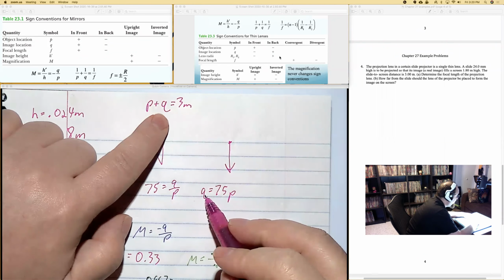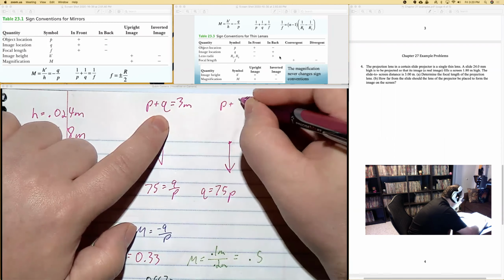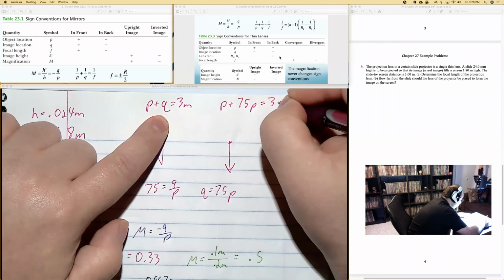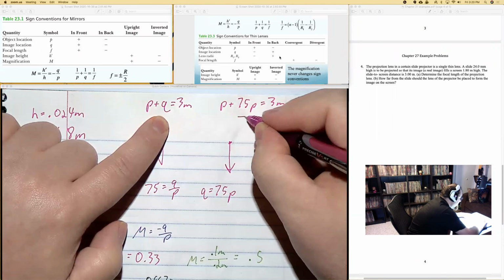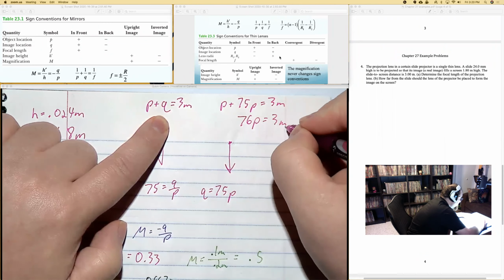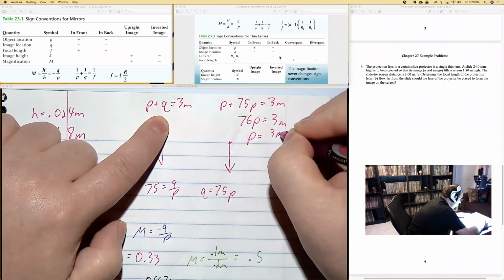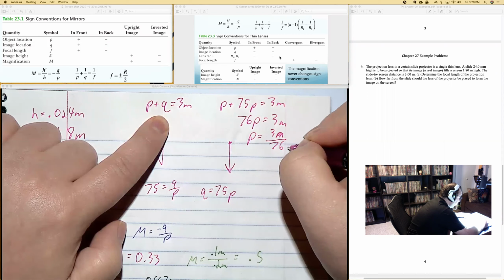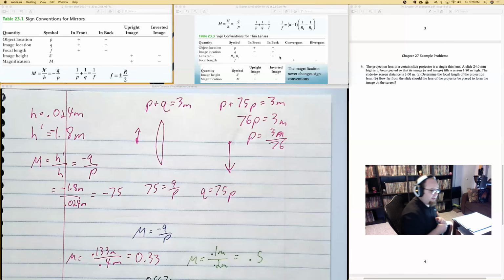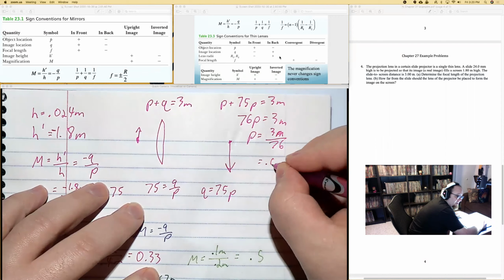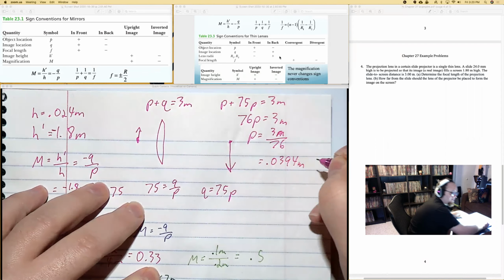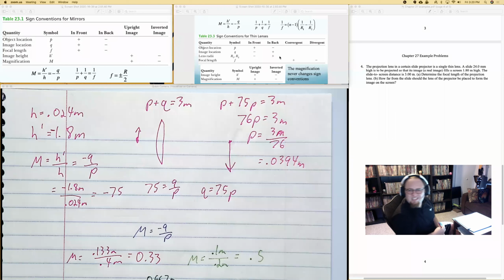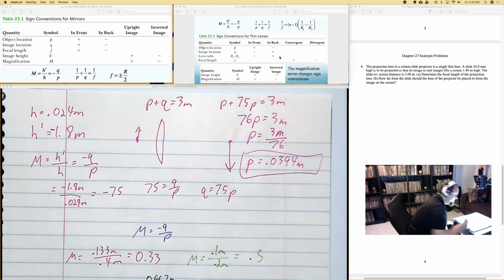I'm going to take this and shove it up there and say P plus Q equals 3 meters. That means 76P equals 3 meters, or P equals 3 meters over 76. And 3 divided by 76 is 0.0394 meters, which I think is the answer to B: how far from the slide should the lens of the projector be placed to form the image on the screen? There you go. There's my answer to that.